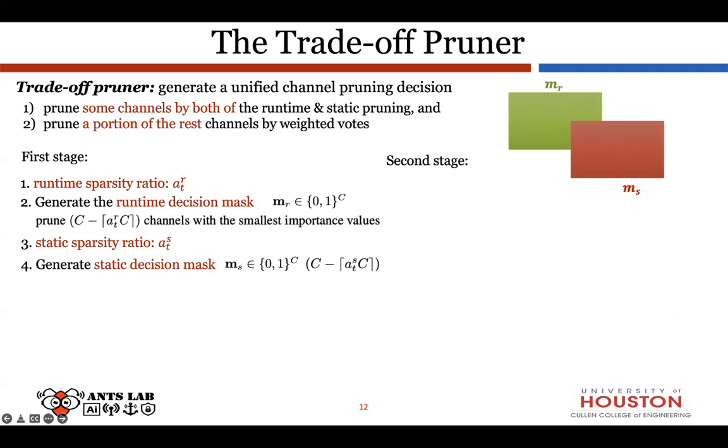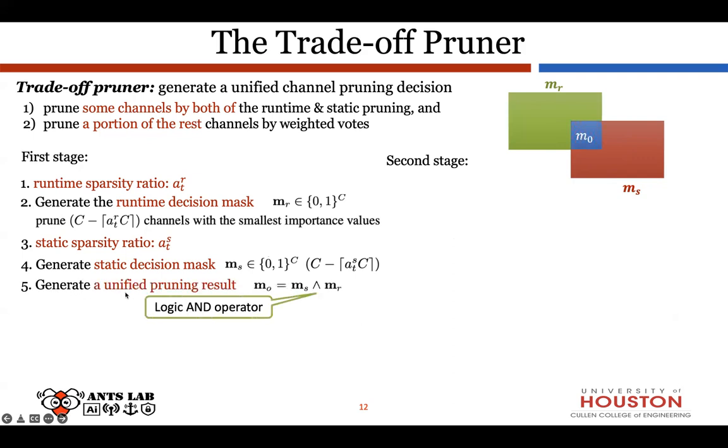Some channels can be included in MR, and some other channels can be included in MS. And finally, we will generate a unified pruning result. Here we take the logic AND operator between MR and MS. So we have our pruning result M0, which means the channels are selected by both the runtime pruning and the static pruning. So this is the first stage. And for the second stage, firstly, we generate two new masks, MR bar and MS bar.